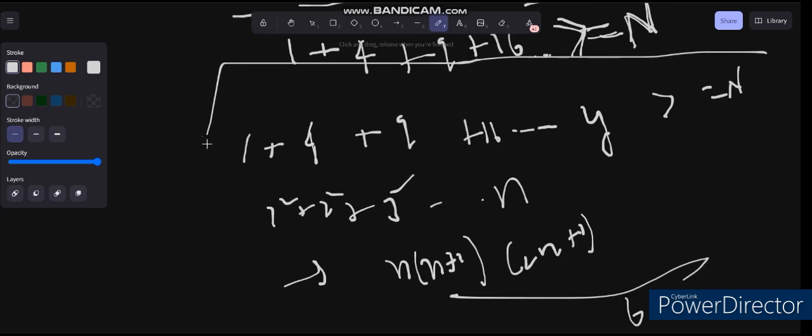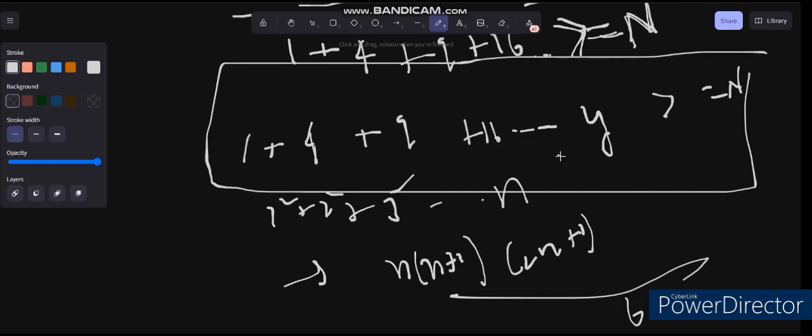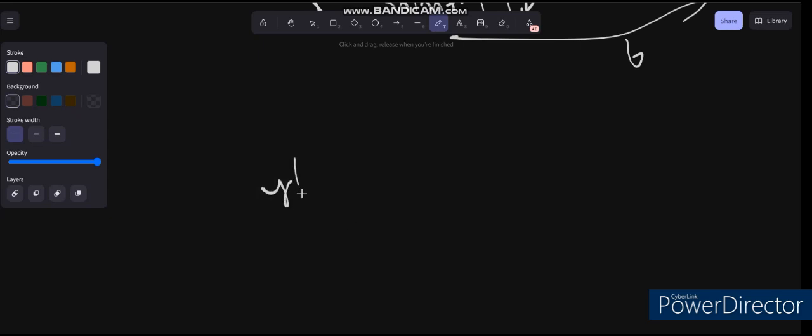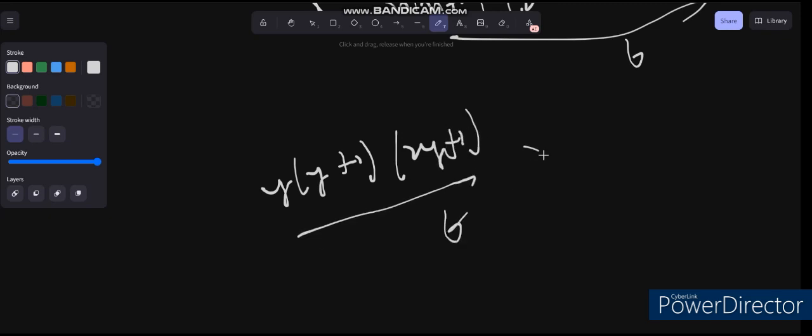When we think about this, we can find y with the help of this formula. Let's see how. The sum of this will be y times (y plus 1) times (2y plus 1) by 6, greater than or equal to n. At this point, we'll break.